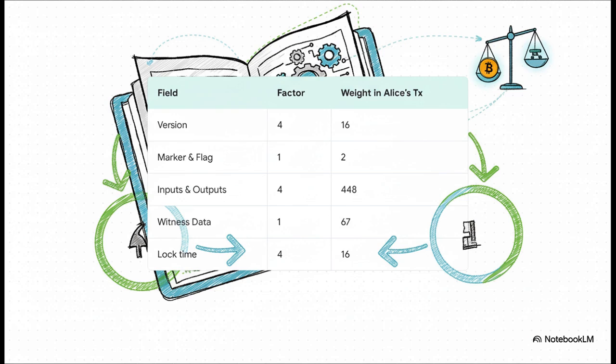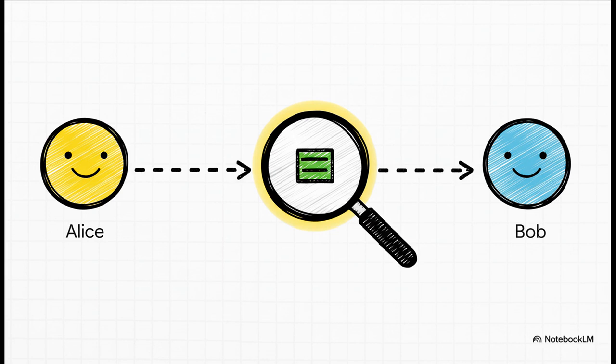And you'll notice right away, most of the stuff has a factor of 4, but a few key things have a factor of just 1. And that difference? That's everything. That's the whole magic trick right there. All right, to see how that rulebook actually plays out, let's follow a classic transaction, shall we? Our good old friends Alice and Bob are going to help us out. We'll watch them make a transaction and see exactly how its final weight gets tallied up.